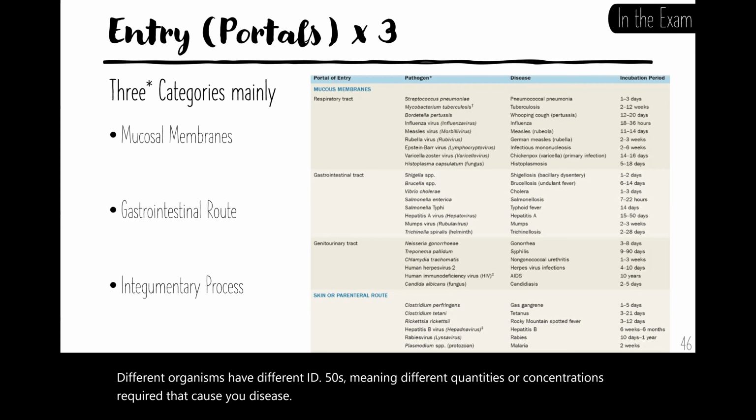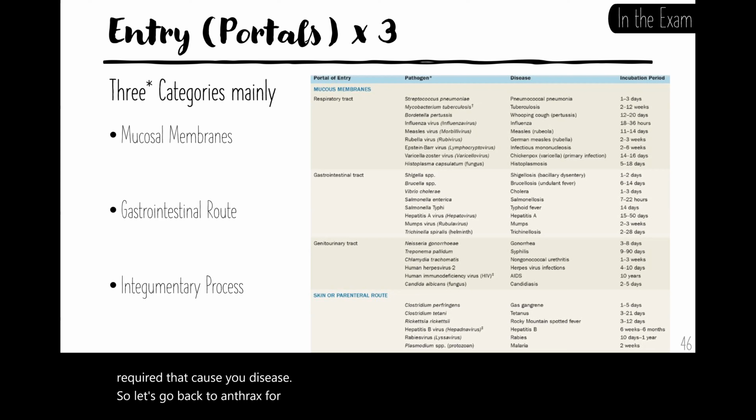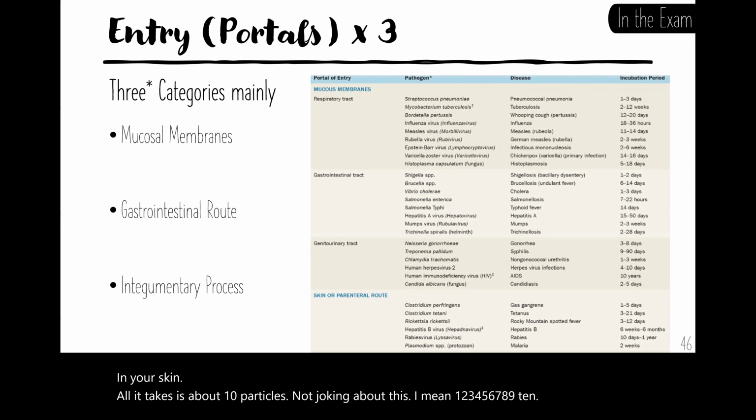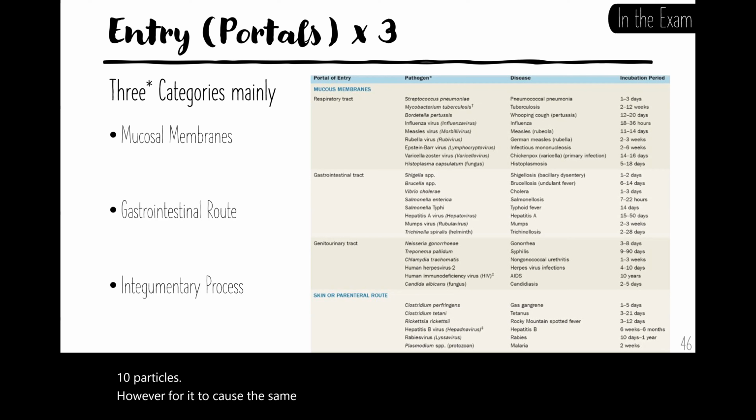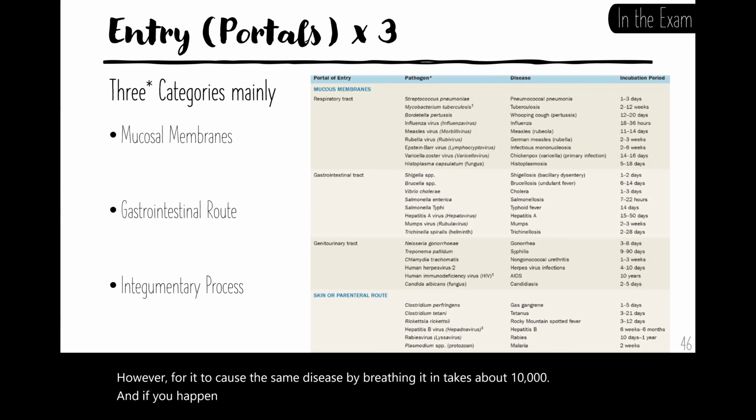And so let's go back to anthrax, for example. Believe it or not, anthrax in your skin, mind you, so this is the one we're going to be worried about, all it takes is about 10 particles. I'm not joking about this. I mean 1, 2, 3, 4, 5, 6, 7, 8, 9, 10. That's what I mean. 10 of them are enough to take over and destroy your skin. However, for it to cause the same disease by breathing it in, it takes about 10,000 of them. And if you happen to swallow it, it usually takes about 1 million.